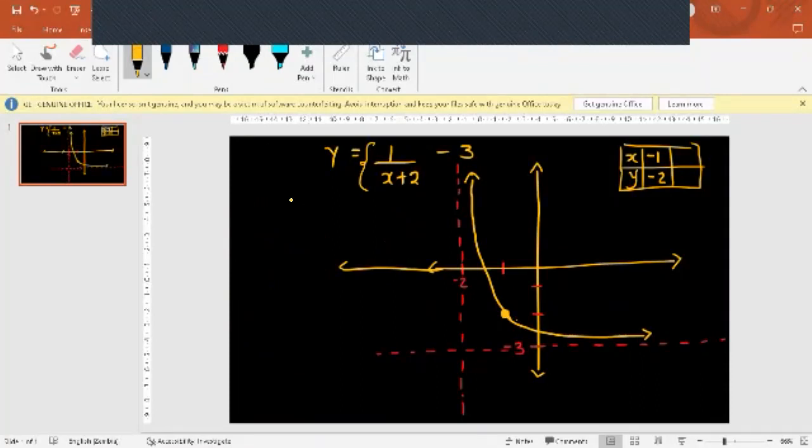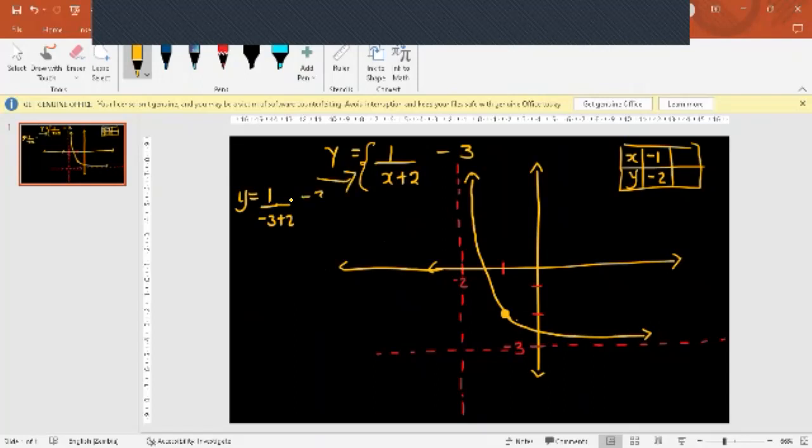So to find a -2, which number can we pick to the left now, right? To the left, we can pick a -3, isn't it? So if our x is equal to -3, we'll have y is equal to 1 over -3 plus 2, right? When I replace it in here.